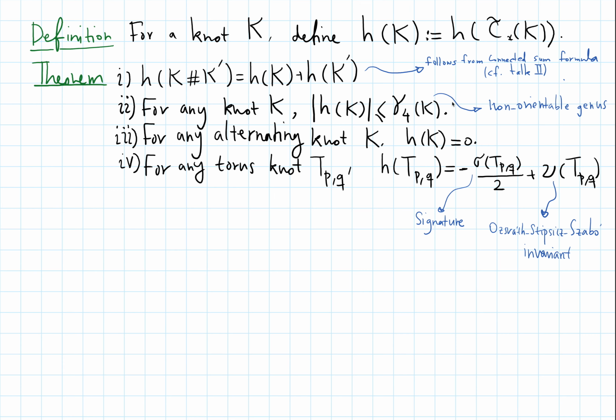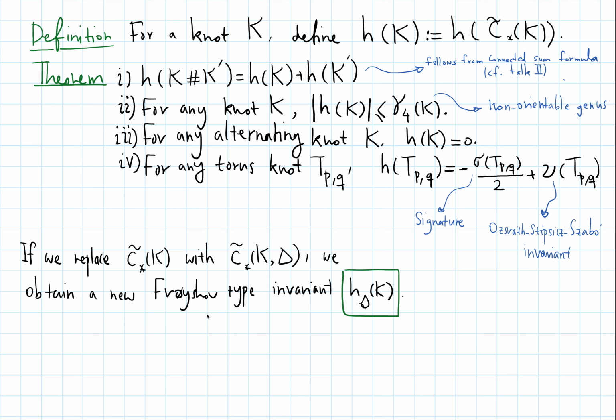So in summary, we would get some non-orientable genus bound out of this invariant, and after adding the signature of our knot divided by 2, it agrees with Feller, Lipschitz, and Zabel's upsilon invariant. It would be interesting to find some knots for which these two invariants are not equal to each other.